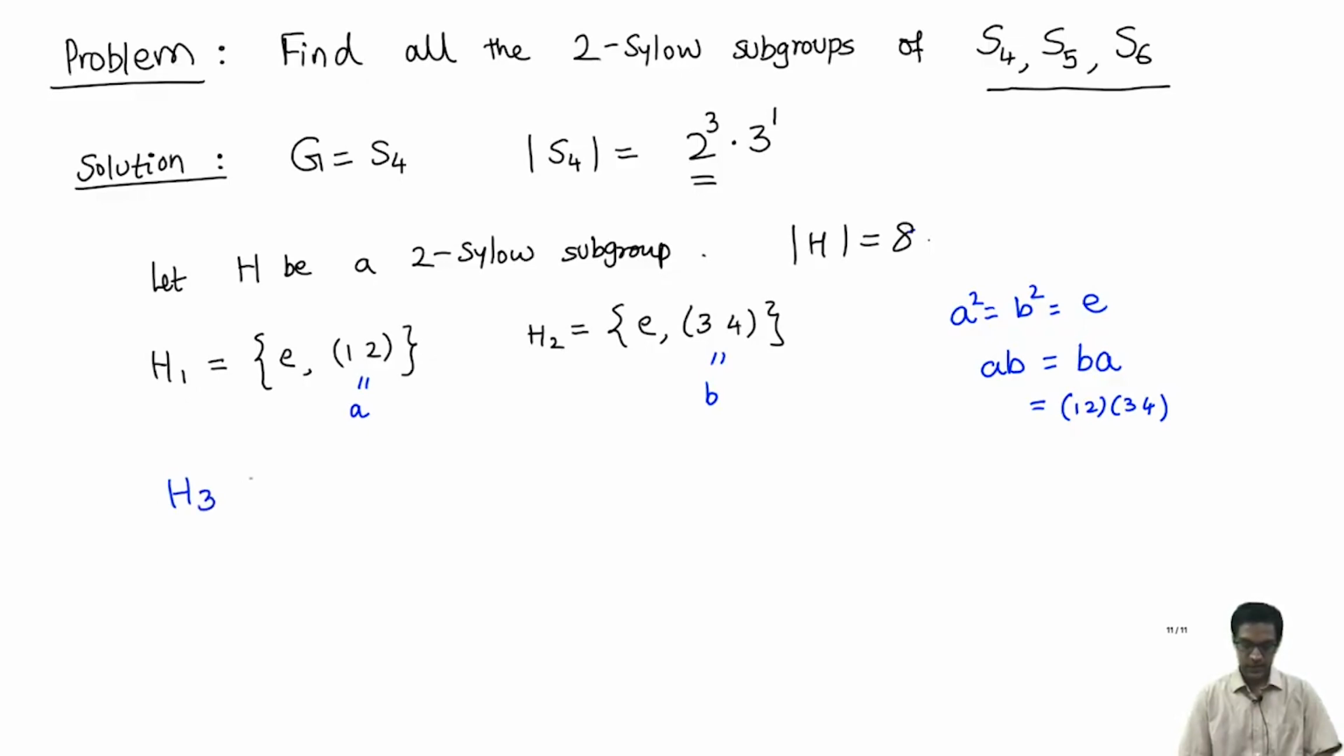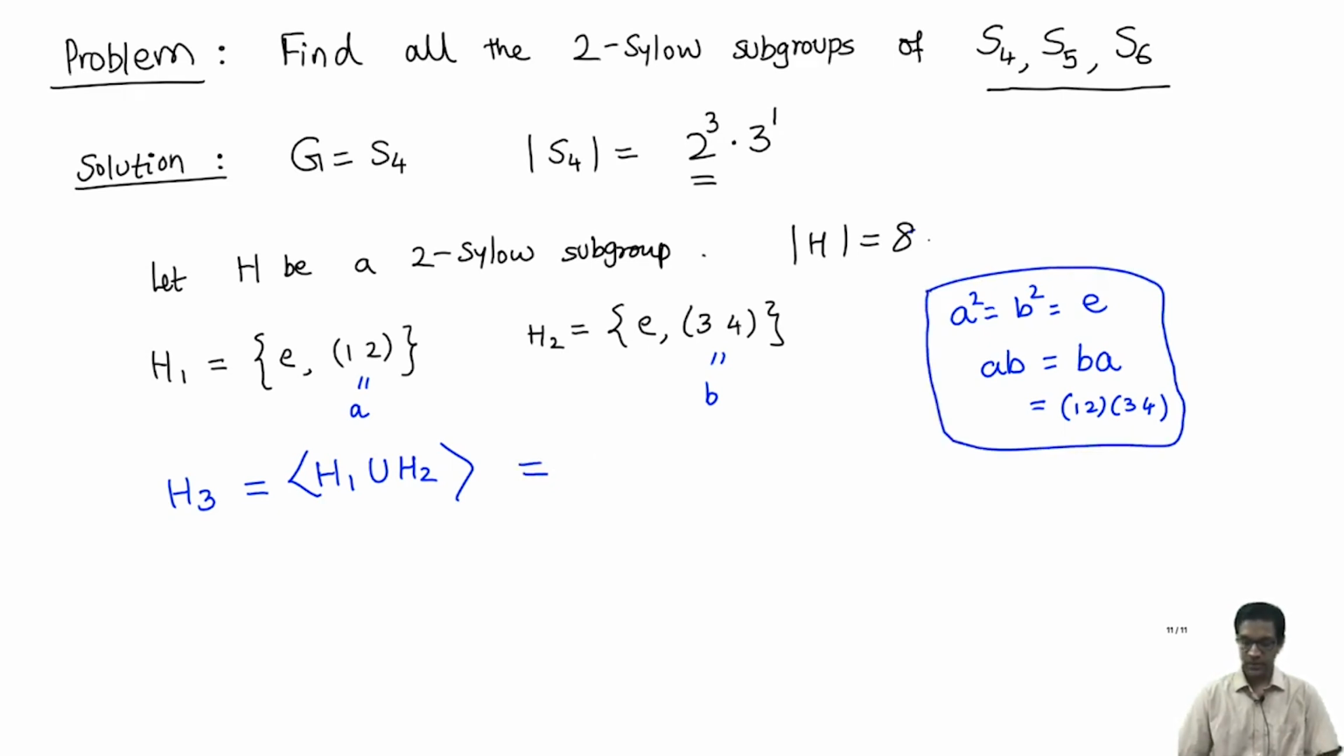Using these two, we can construct a subgroup whose cardinality is 4. We can just look at the subgroup generated by their union. We want a subgroup which contains H1 and H2, so that's the subgroup generated by A and B. Because of these relations, all I need to do is look at the subgroup whose elements are E, A, B and AB. I don't need to include any further elements. This is the smallest subgroup which contains both H1 and H2.